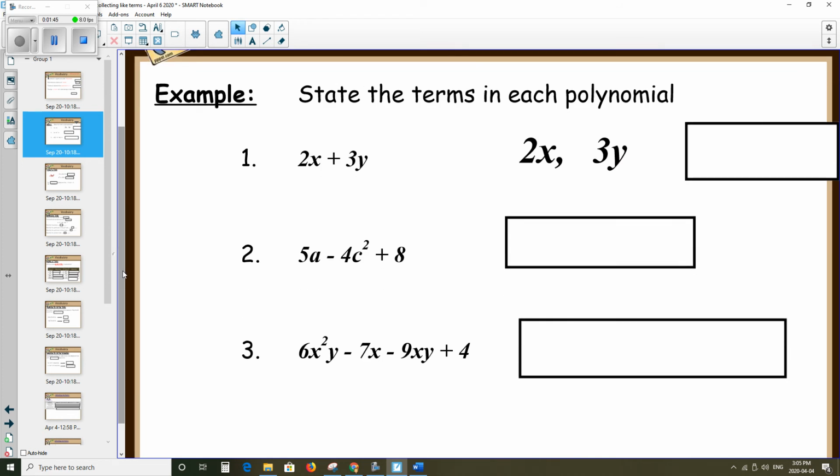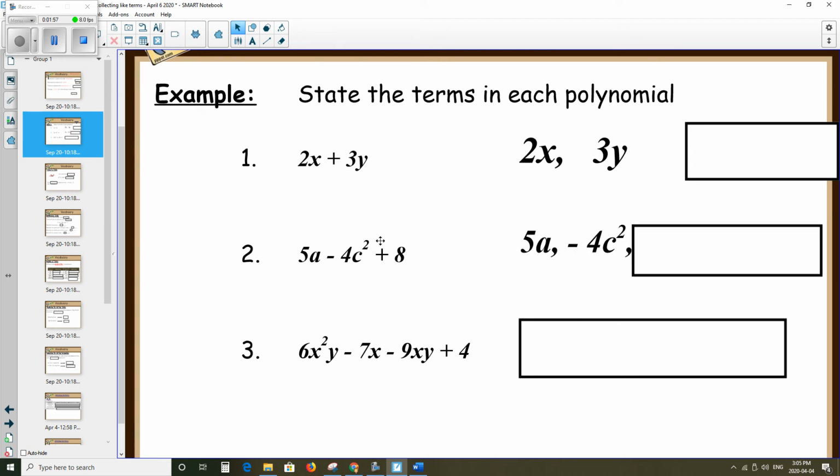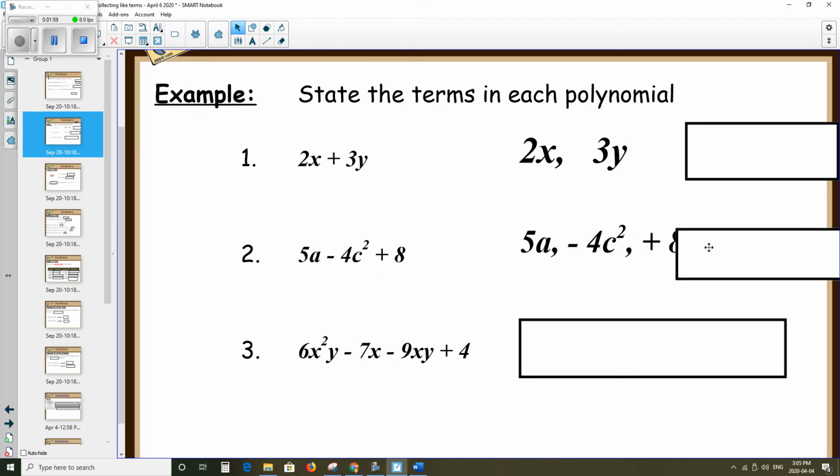Question number 2. This one has three terms. Positive 5a is one term. Negative 4c squared is the second term. And positive 8 is the third term. Okay, so every term has a sign in the front. For the third question, this was a trinomial up here.